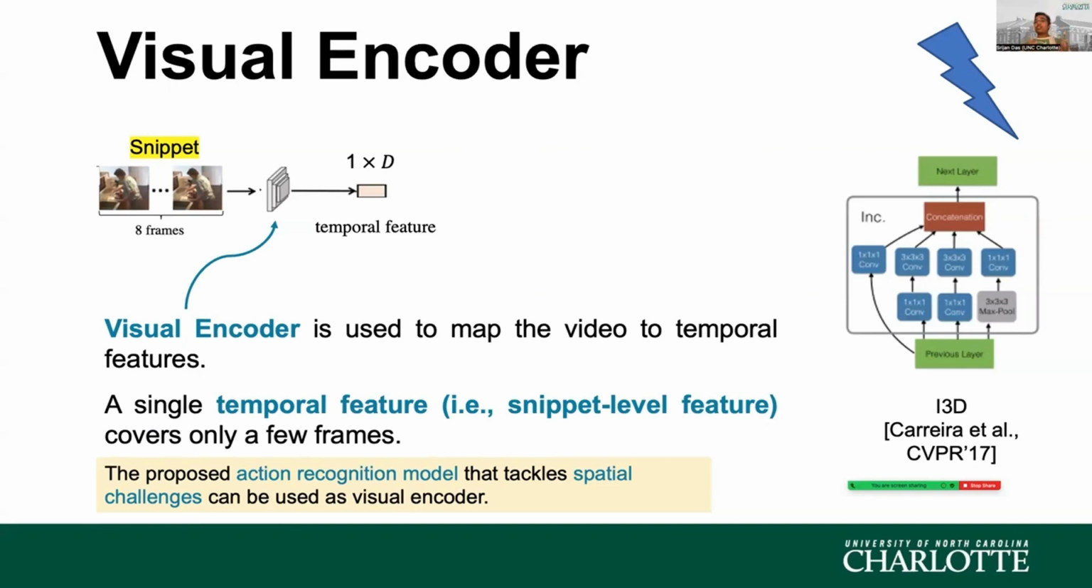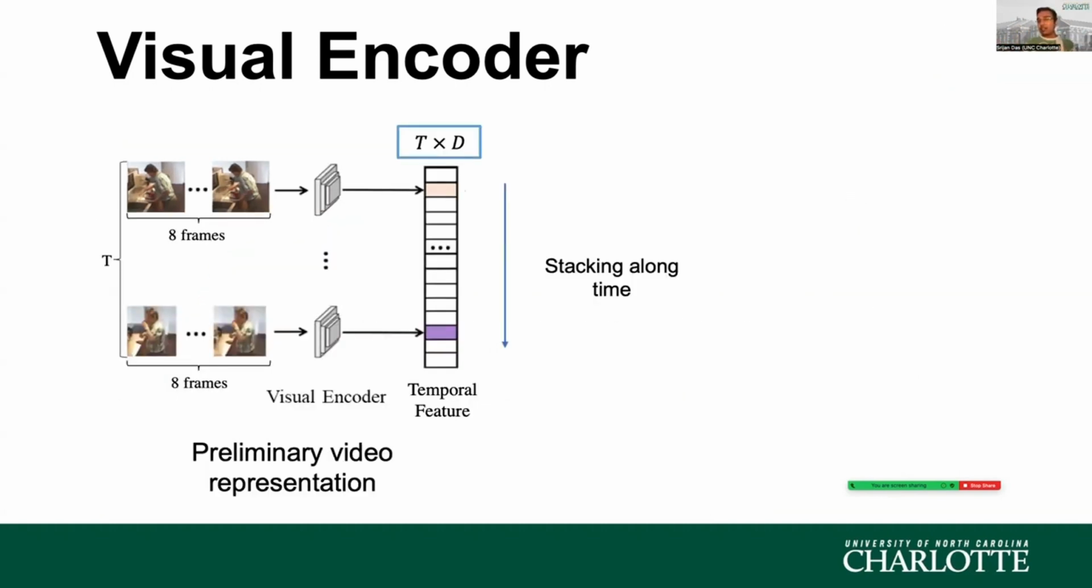A single temporal feature covers only a few frames. And this is the only step in temporal action detection which handles the spatial domain of the videos, because after this, the spatial resolution is preserved across the channels of the temporal feature. By stacking the snippet-level temporal features along the time axis, we can obtain a preliminary video representation. This video feature is of size T cross D, where T represents the temporal dimension and D is the channels.